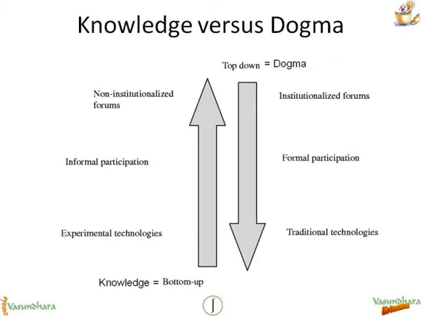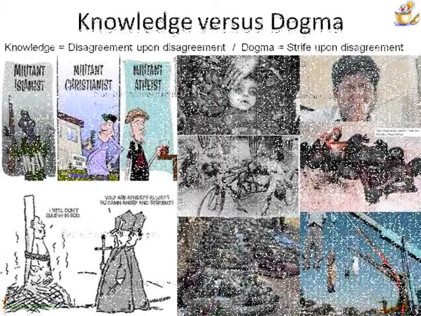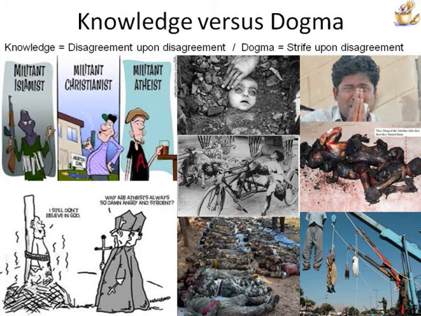Knowledge is built bottom-up. You use experimental technologies, informal participation, and non-institutionalized fora. While dogma is top-down, it is normally pursued through institutionalized fora, through formal participation, and uses traditional technologies, as it were. Finally, the most important difference between knowledge and dogma. In the arena of knowledge, when you disagree, you just disagree, that's about it. But when you're playing the game of dogma, there normally is strife upon disagreement.